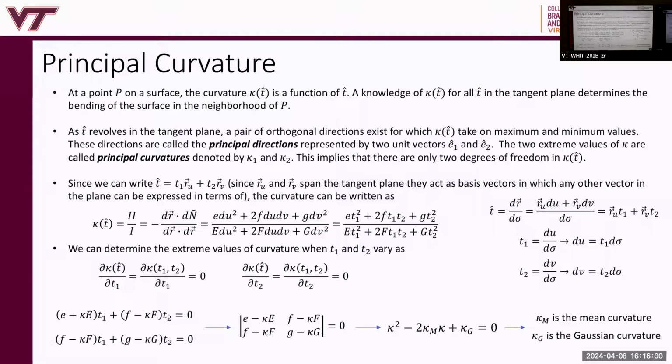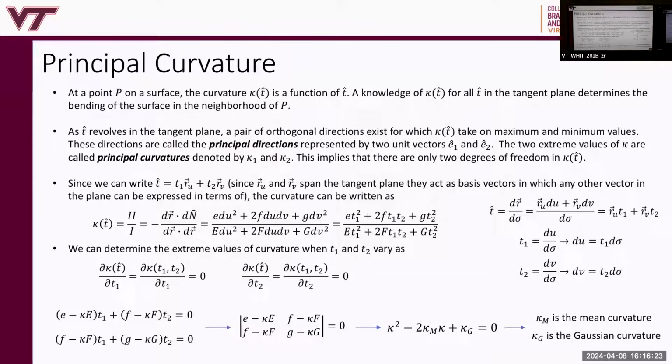Now, it's in terms of two quantities called the mean curvature and the Gaussian curvature. We'll define that on the next slide. So basically, if we calculate the mean curvature and the Gaussian curvature, then we can use this quadratic equation and find its two solutions. Those two solutions are kappa 1 and kappa 2.